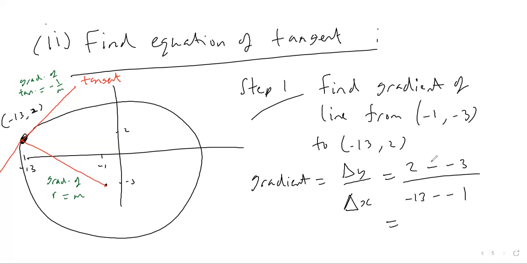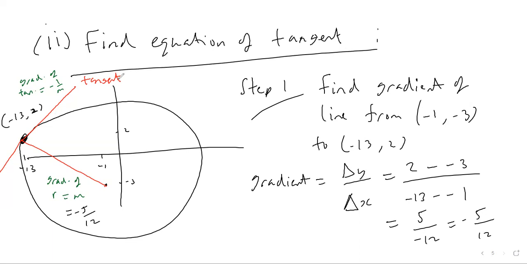So if we solve this, we get 2 plus 3, which is 5, and then -13 plus 1, -12. So this is -5/12. So the gradient of the radius line here is -5/12.